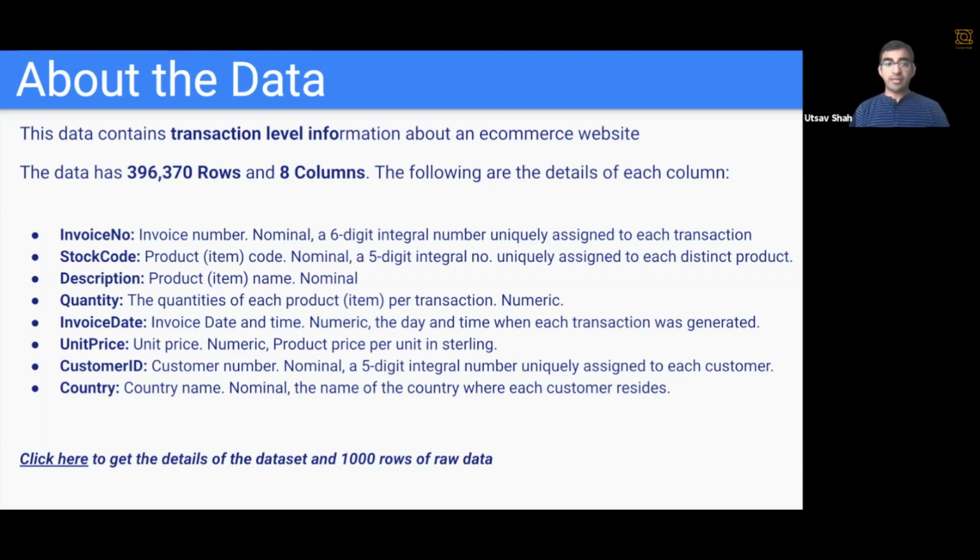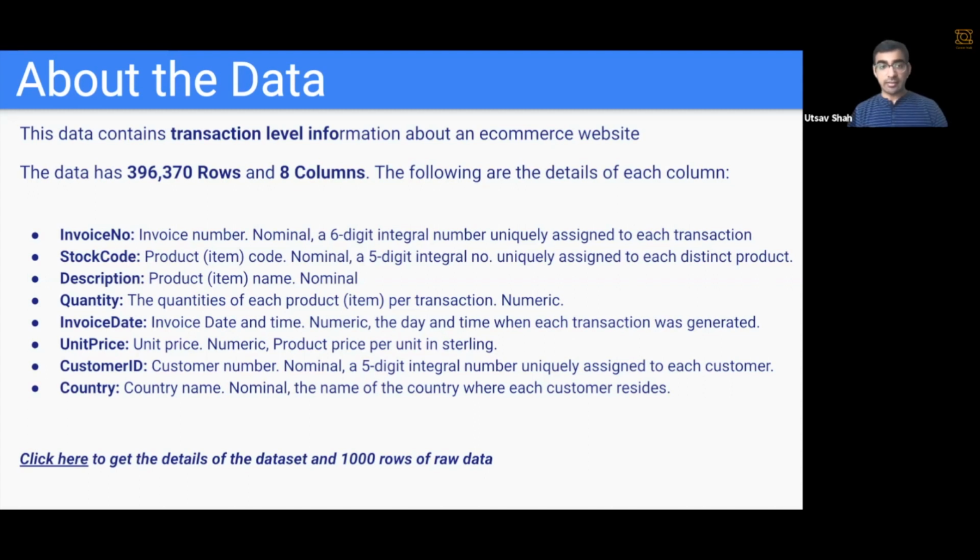You have the invoice number, which is a 6-digit number uniquely assigned to each transaction. You have the stock code of each product or each item, which is again uniquely assigned to each distinct product. You have the description of the product. You have the quantity of the items which were sold. You have the invoice date, and this includes the date and time of each transaction. You have the unit price, or the per unit pricing of the product.